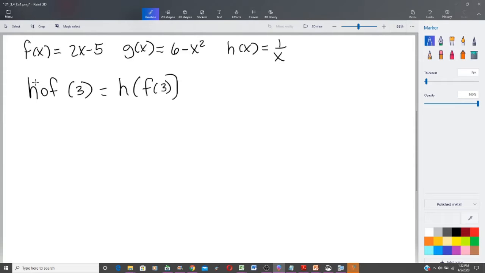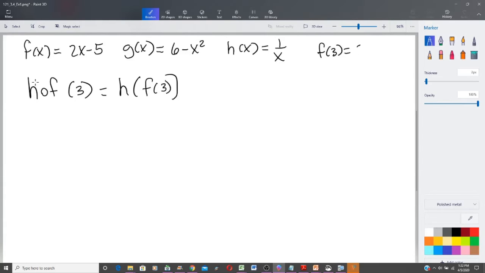So that means the first thing we're going to do is take 3 and stick that into the f of x equation, and it's going to generate a number. We're then going to take that number and stick it into the h of x equation for any x, then give us the final number. All right, so let's do a little sidebar up here. What is f of 3 equal to?